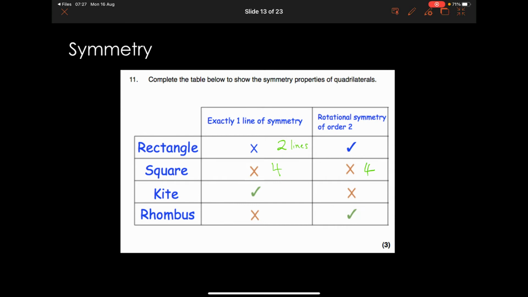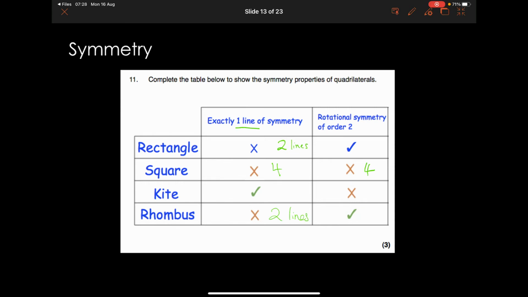Okay, so a rhombus doesn't have exactly just the 1 line of symmetry, but it does have rotational symmetry of order 2. A rhombus actually has 2 lines of symmetry, because it's like a squished square, but because it's a squished square, we can't have 4 lines, we only have 2, because 2 of the sides aren't the same.